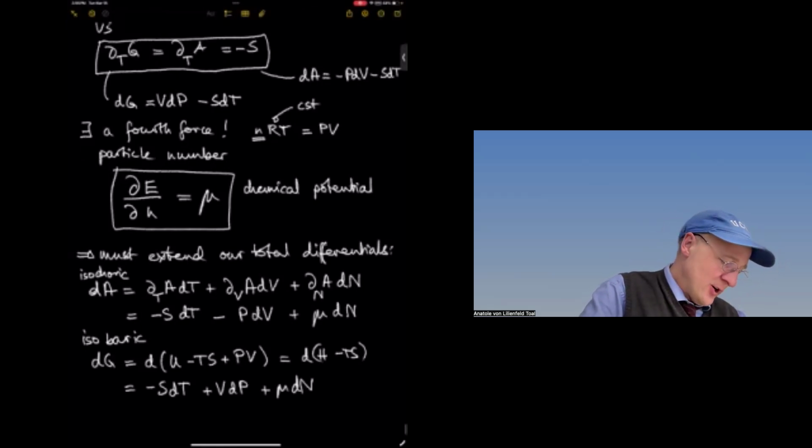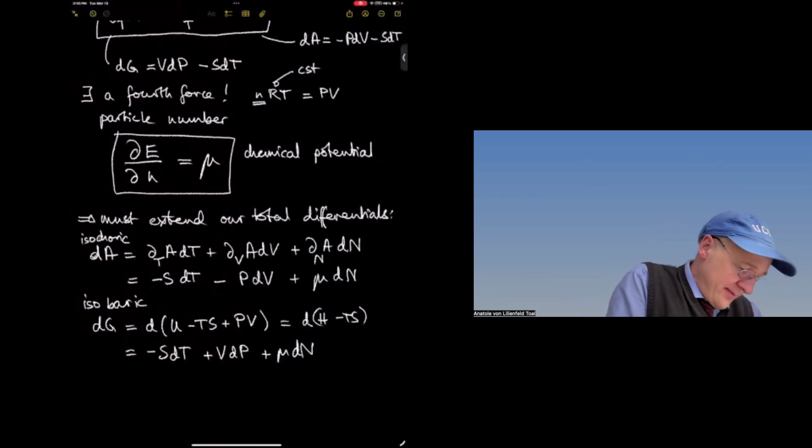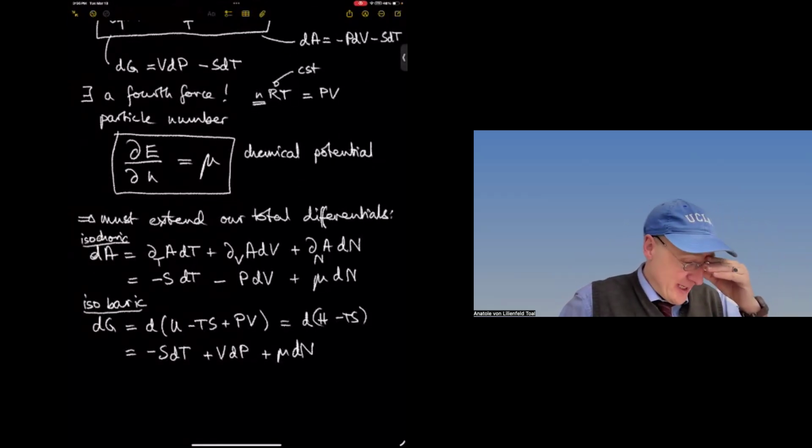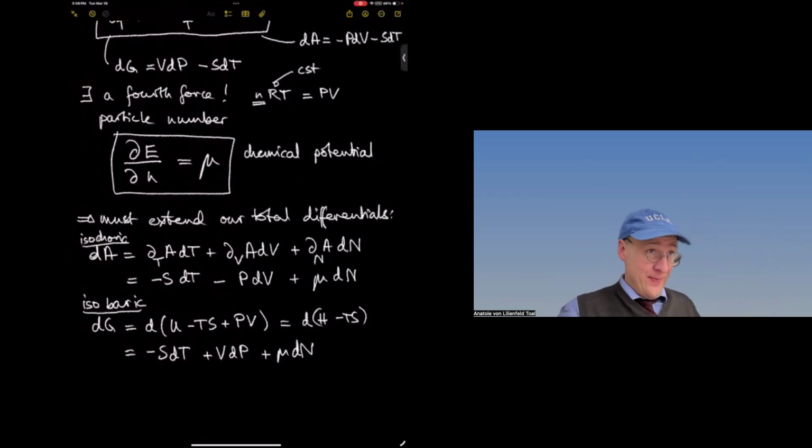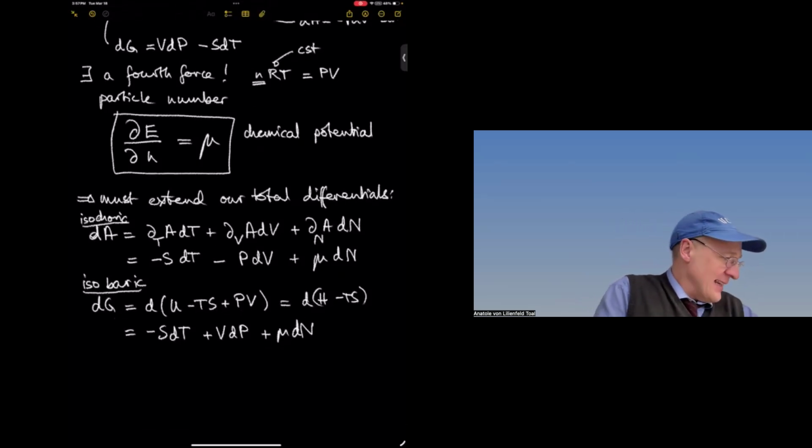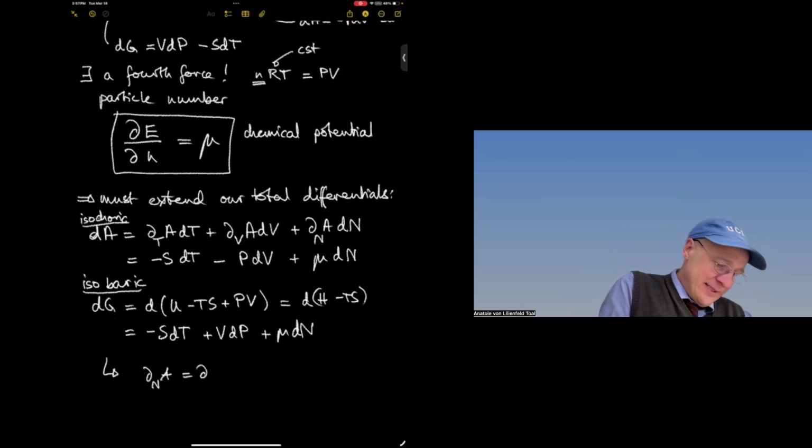Okay, so is the chemical potential rather like pressure and volume, or rather like entropy? From these couple of lines, you see it's rather like the entropy, very convenient for us. The dA dN is the same as the dG dN is mu.